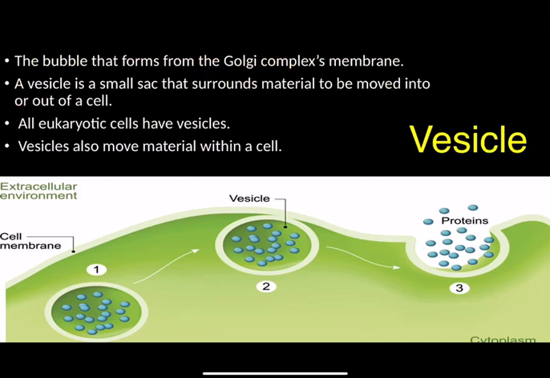The bubble that forms from the Golgi complex's membrane is something that we call a vesicle. It's a small sac that surrounds material that is ready to be moved into or out of the cell. All eukaryotic cells have vesicles. Vesicles also move material within the cell.